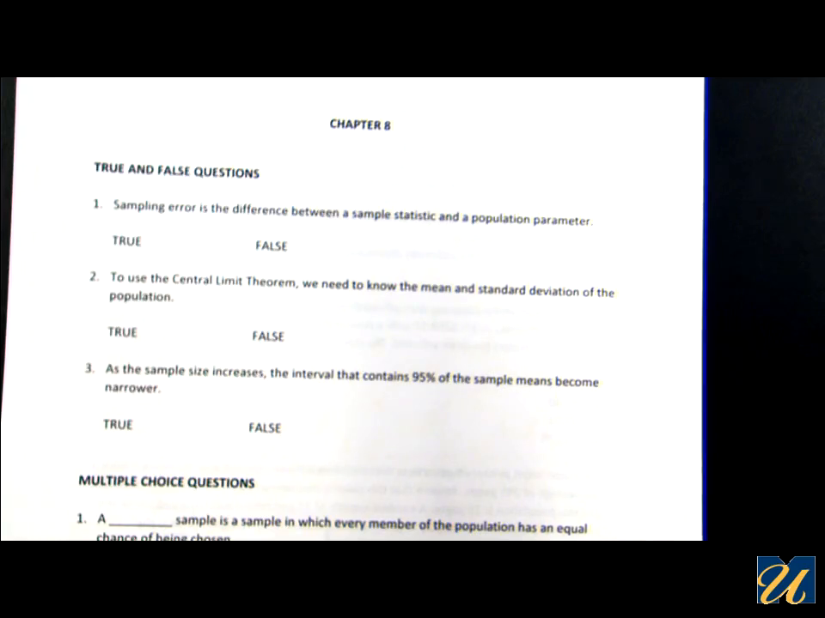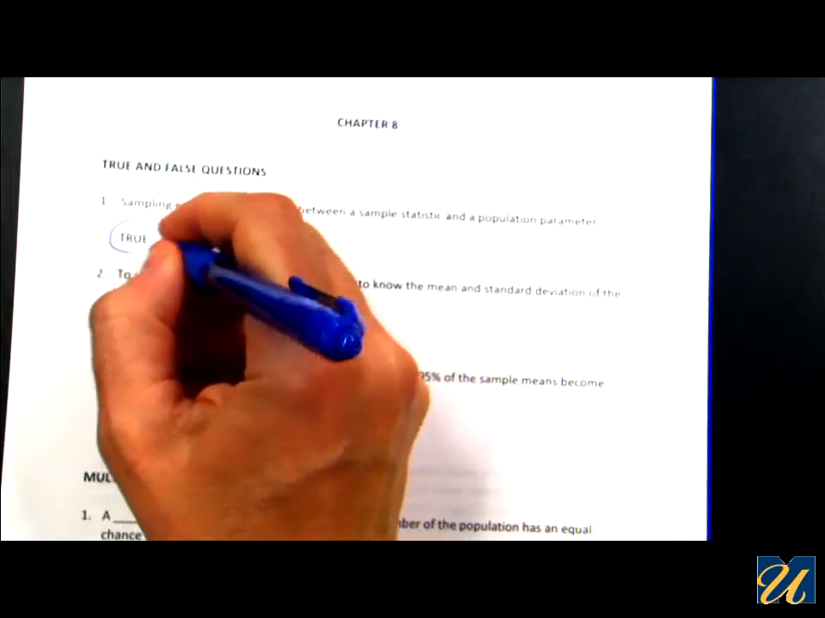Let's take a look at the examples from chapter 8, starting with true or false questions. Sampling error is the difference between a sample statistic and a population parameter. This is exactly what we talked about in the notes.